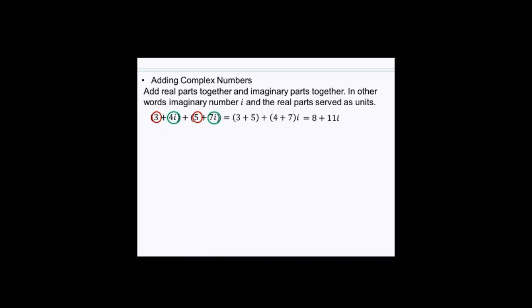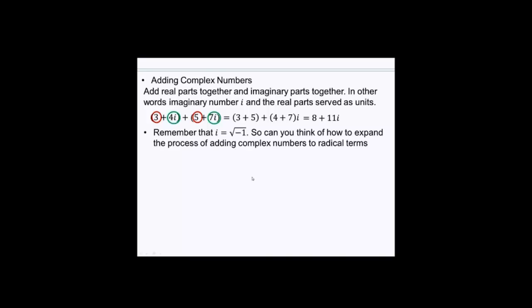So you should think about addition of two quantities as not somebody has to come and teach it to you, but if you just think about the process, adding like terms, then you'll have no problems adding any two mathematical objects that you've studied so far. So remember that square root -1 is what I was. So you can think of expanding adding complex numbers to radical terms then.